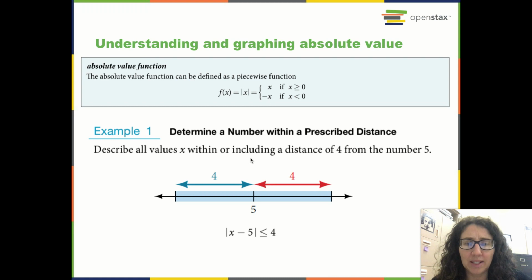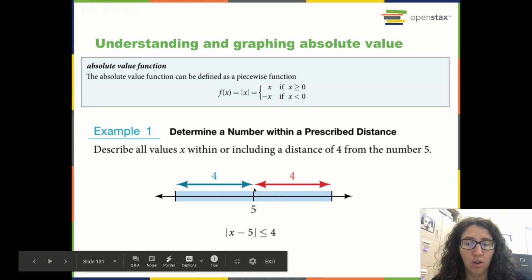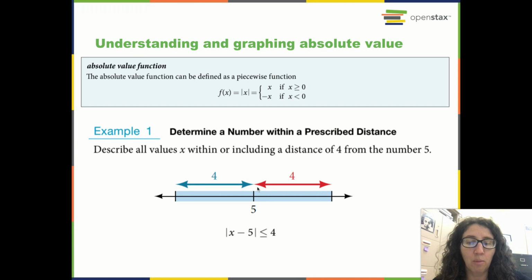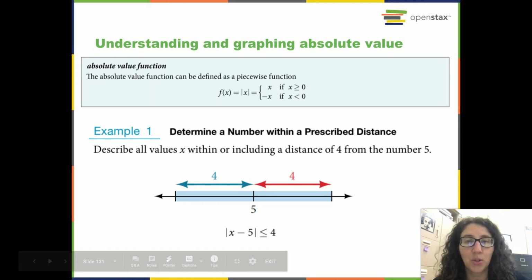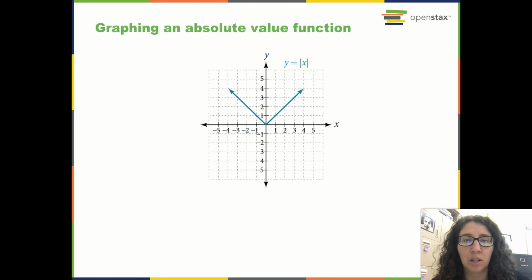And conceptually, let's think about what we're talking about here. What if we wanted to describe all values x within or including a distance of 4 from the number 5? Okay, so here's the number 5, and we want to describe all the numbers that are within a distance of 4 from that value 5. Well, we could write it like this: all the x's such that the absolute value of x minus 5, the distance between our number and 5, is less than or equal to 4. Okay, so conceptually, that's what we're thinking of with absolute value.